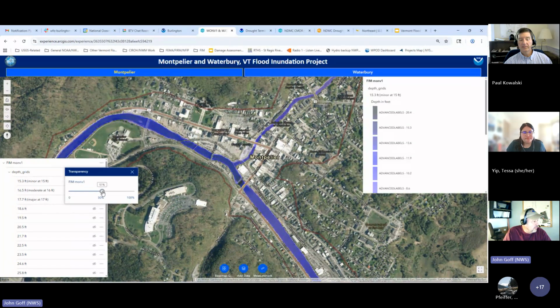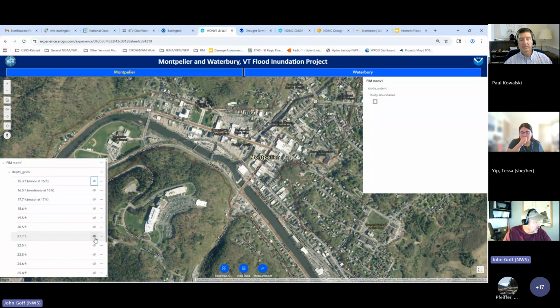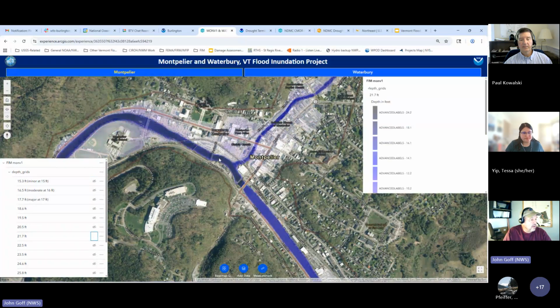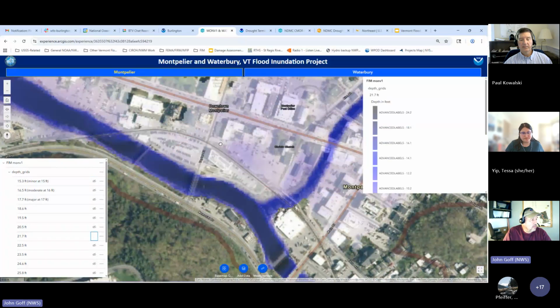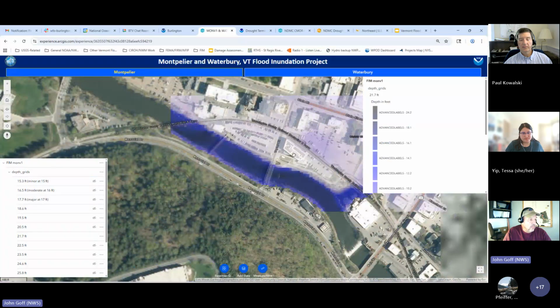But you just click here, click transparency. Let's go to 50%. And I think it's defaulted to turn on the minor flood stage. Let's go to 21.7, which is close enough. And then you zoom in and can play around with it. It's not perfect. You see, here's the high school that all went under.